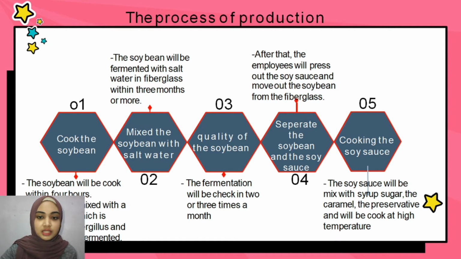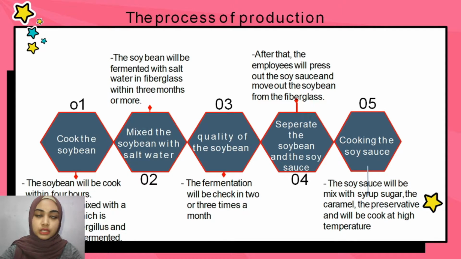Okay, next we need to separate the soybean and the soy sauce. After the fermentation process is done, the employee needs to press out the soybean in the fiberglass so that the liquid of the soy sauce can be filtered out through the fiberglass easily. Then they will move all the soybean out of the fiberglass so that they can do another fermentation.